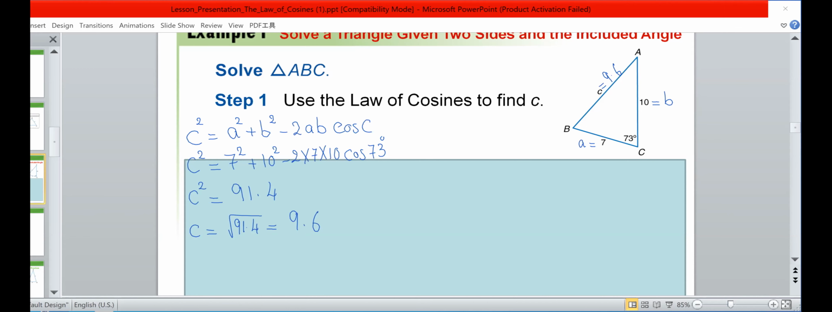Now I need to complete. The word solve means find the length of the three sides and find the measure of the three angles. Now the three sides A, B, C are with us. I'm talking now about the angles. I have one angle, which is 73 degrees. I need to find the second angle, angle A or angle B. It's up to you. B.